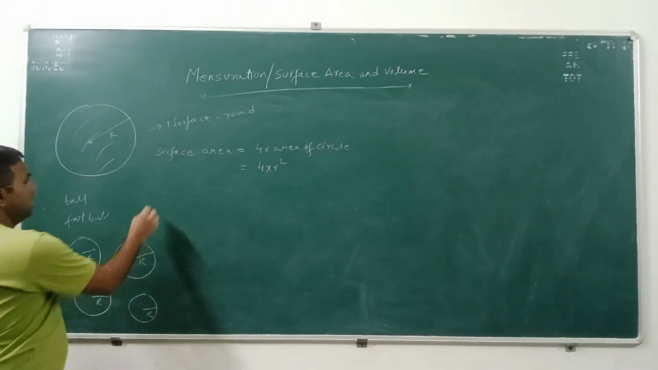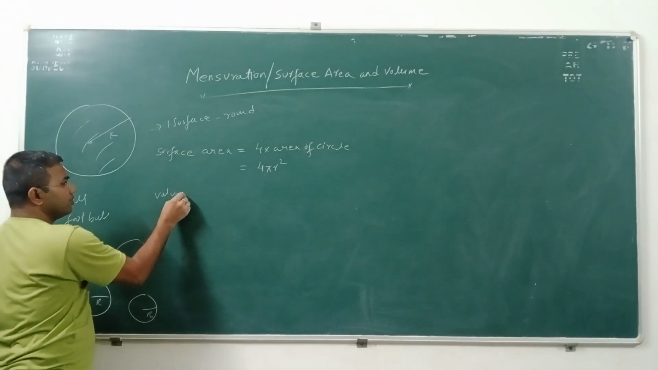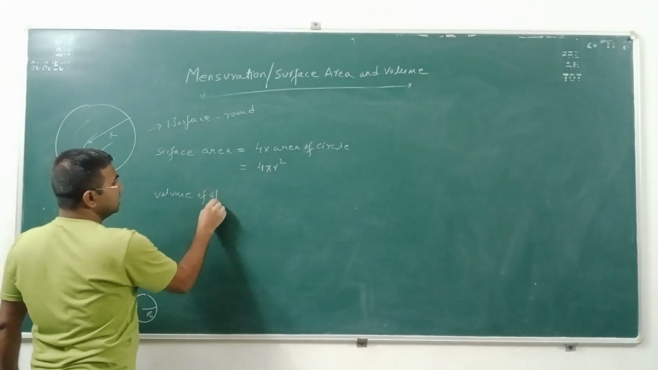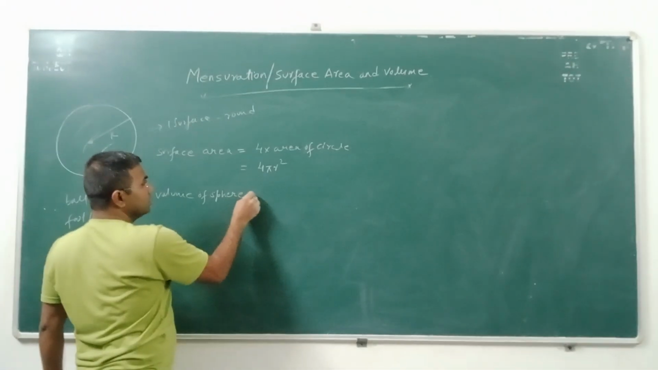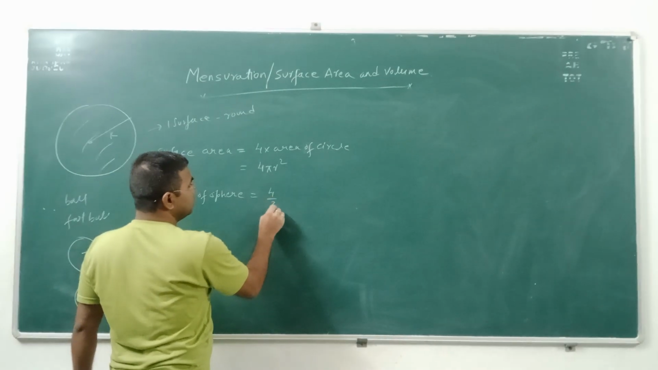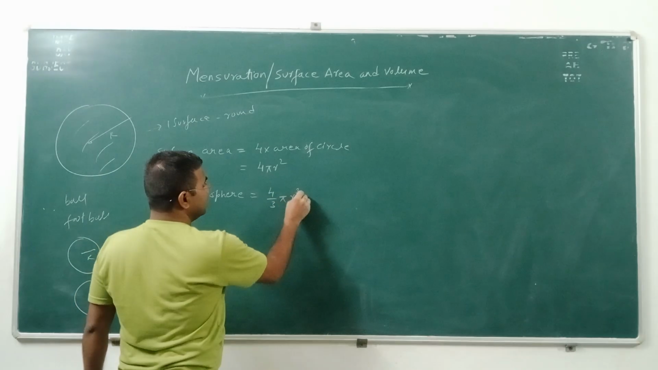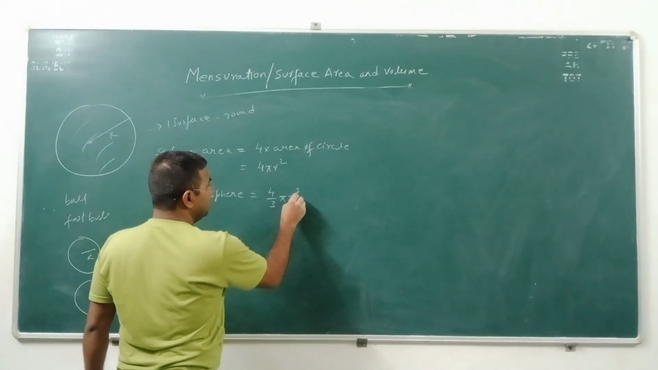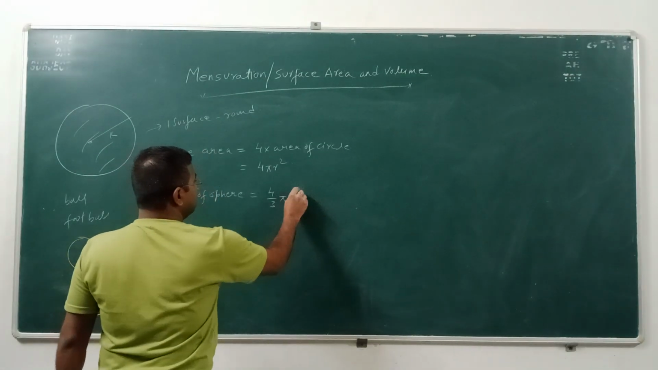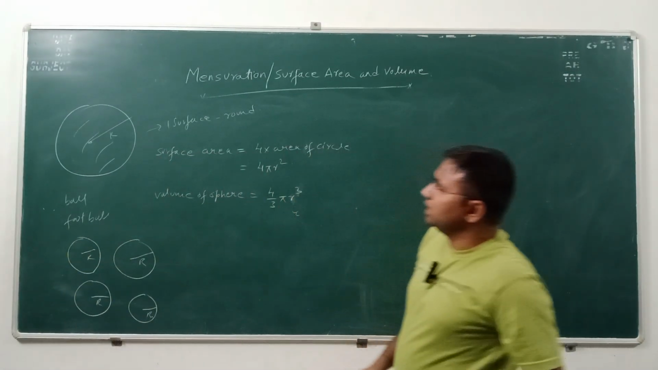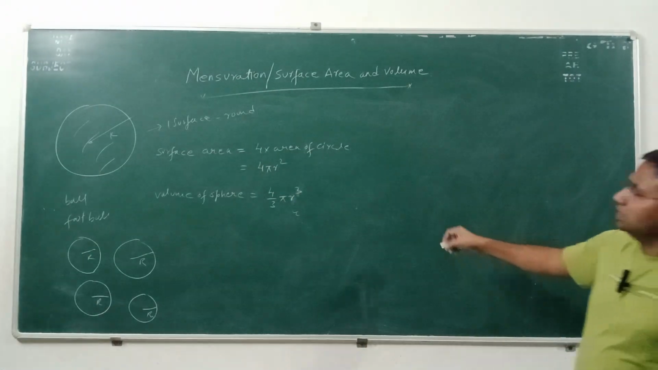Okay. And if we talk about volume, volume of sphere is given as 4 upon 3 pi r cube. 4 upon 3 pi r cube. Okay, so see, this is the volume of sphere and surface area.